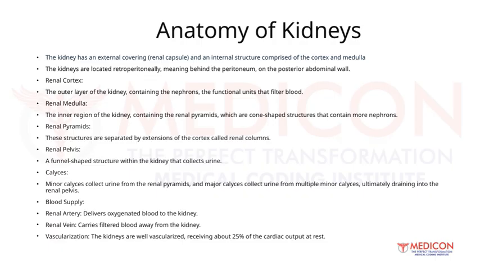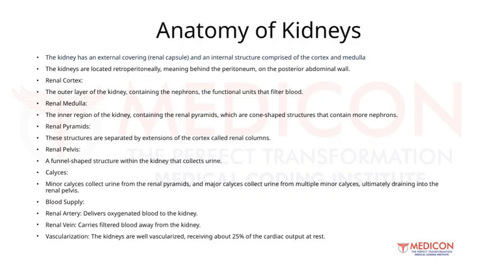These pyramids are cone-shaped structures that actually hold more nephrons, helping with the filtration process. The pyramids are separated by extensions of the cortex called renal columns, which help support and organize the internal structure. Within the kidney, urine is collected in a funnel-shaped structure called the renal pelvis. From there, minor calyces collect urine directly from the tips of the pyramids. These minor calyces then drain into larger, major calyces, which gather urine from multiple minor calyces before funneling it into the renal pelvis.